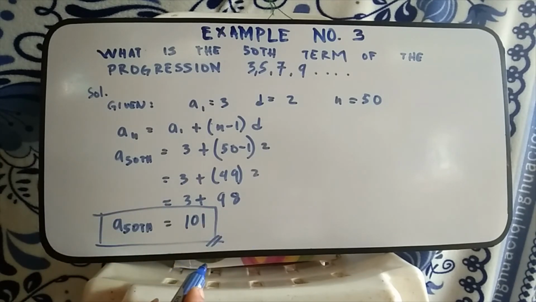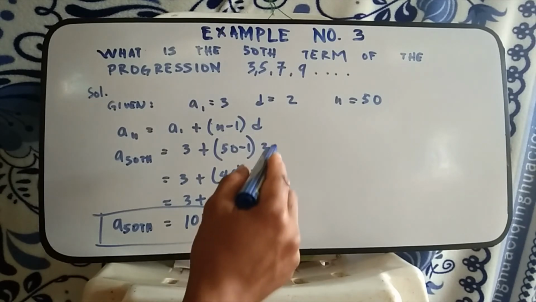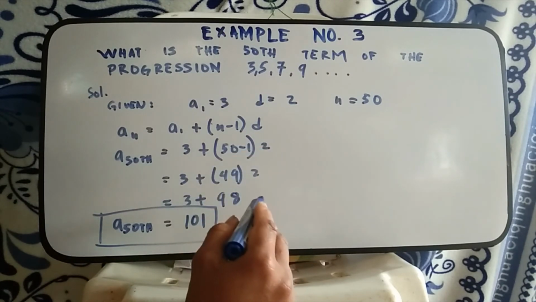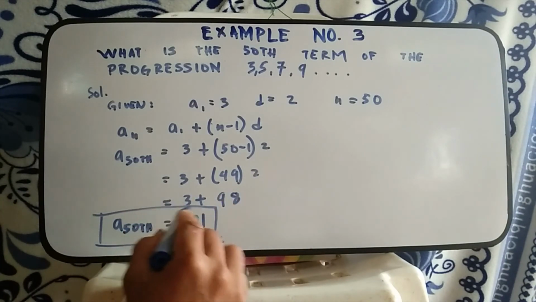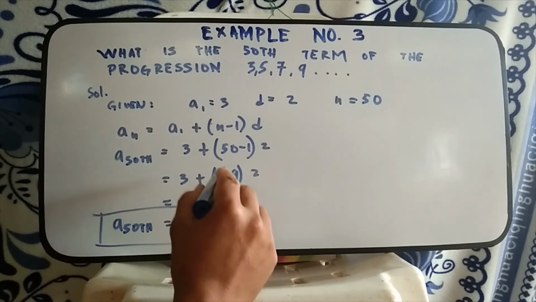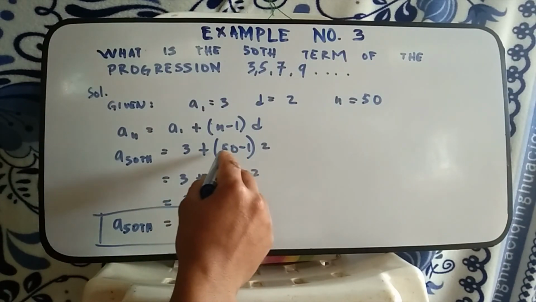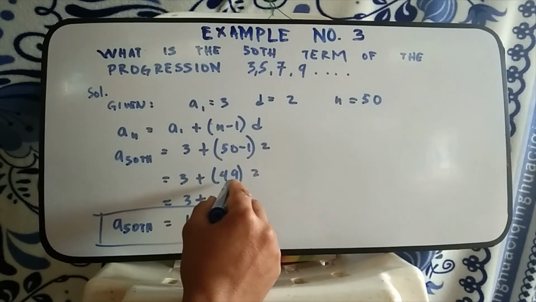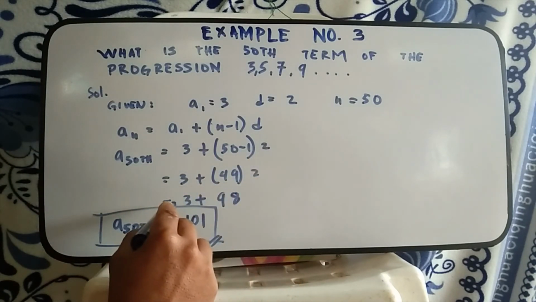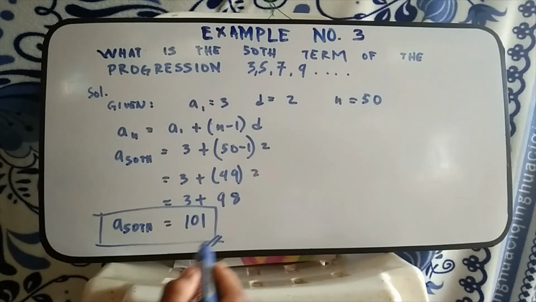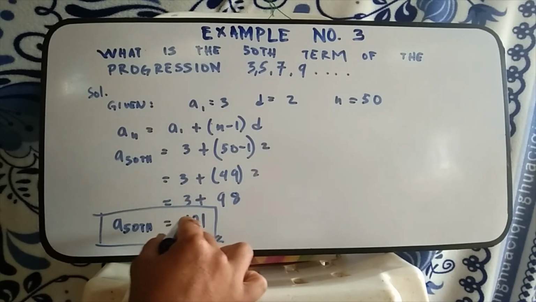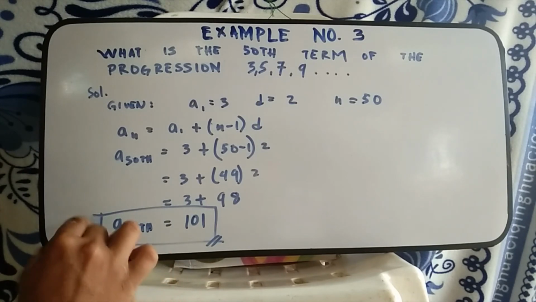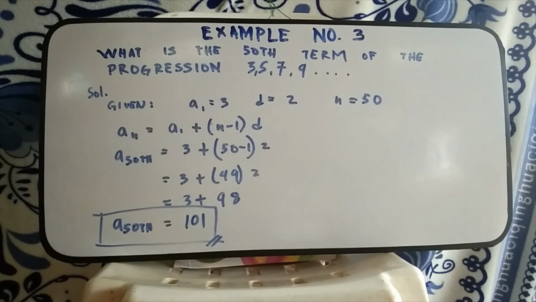A50 is equal to 3 plus quantity 50 less 1 times 2, equals 3 plus quantity 50 minus 1 is 49 times 2. Next, equals 3 plus 98. 49 times 2 is 98. 98 plus 3 is equal to 101. That's now our answer.